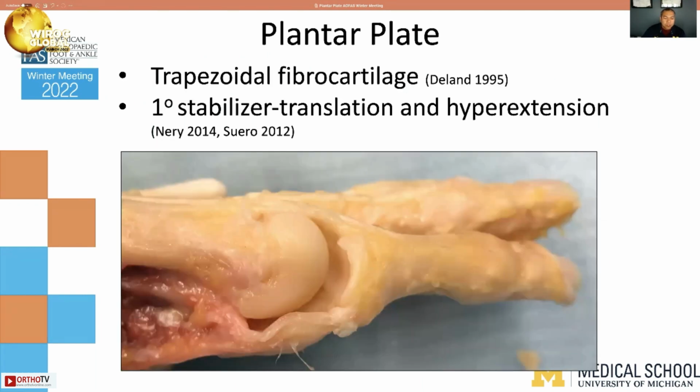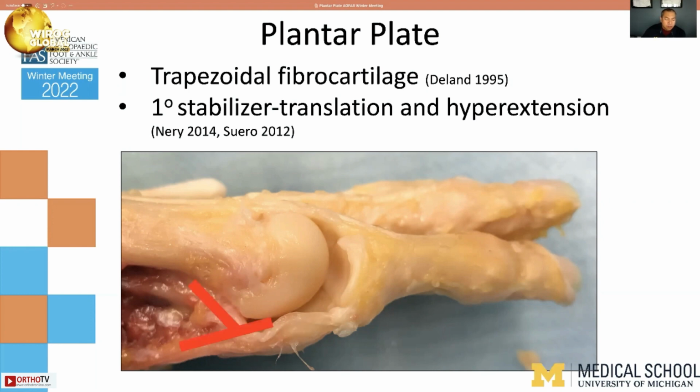The plantar plate is a ligament on the plantar surface of the MTP joint, and it originates from the metatarsal as well as the plantar fascia, and it inserts onto the base of the proximal phalanx, seen here. And it is the primary stabilizer of translation and hyperextension in the dorsal direction.